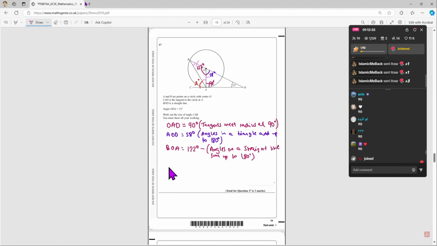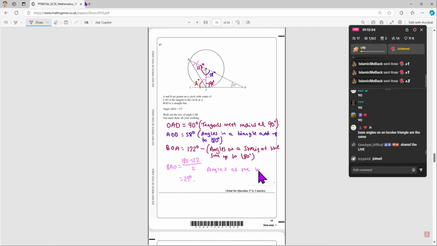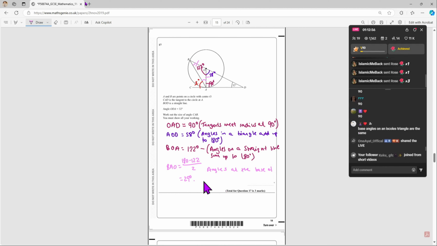So we know the angle BAO is going to be equal to 180 minus 122 divided by 2, which is equal to 29 degrees. And then we know the angles at the base of an isosceles triangle are equal.